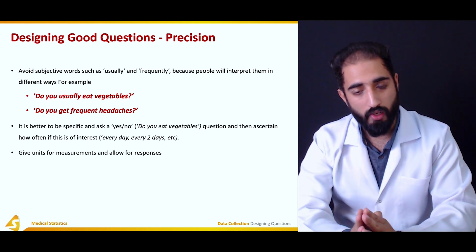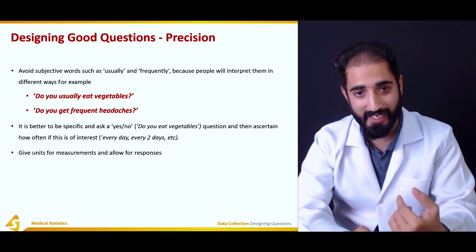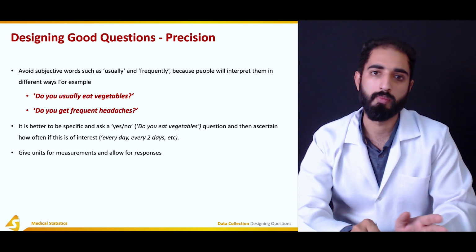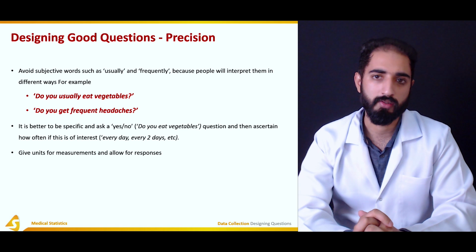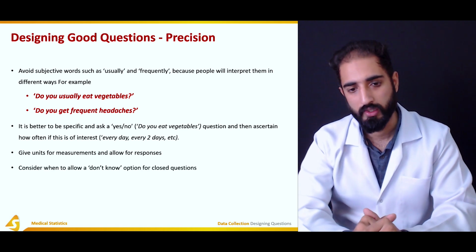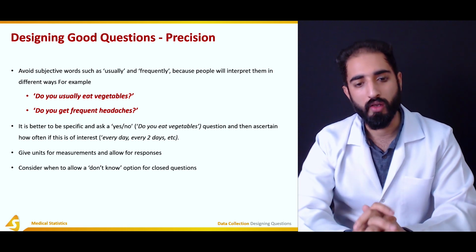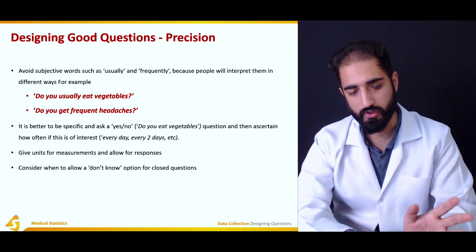Give units for measurements and allow for responses. For example, if you ask height, mention the unit you need, so that everyone does not give responses in different units, which would make the data difficult to manage. Consider when to allow a don't know option for closed questions as well.